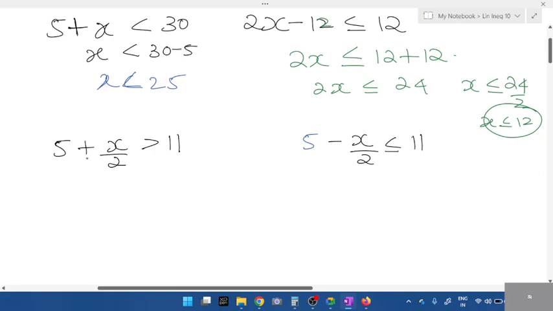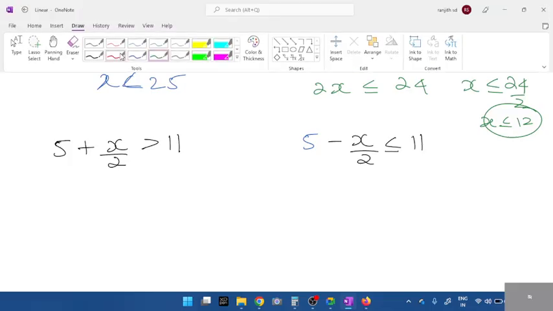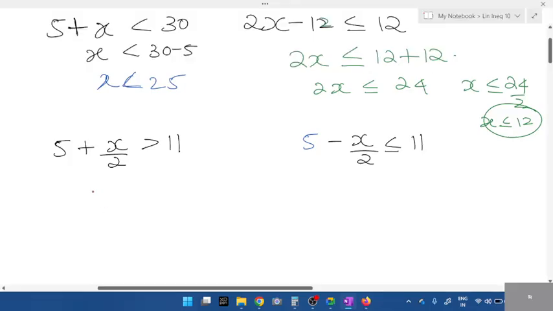Now, can Anam answer this? How do you solve this, Anam? If you want to find x, first which one do you have to shift? 5. Tell me, what do you get? If you shift 5, what do you get? x by 2 as it is? Greater than. Sign will not change, right? Yeah, 11 minus 5.